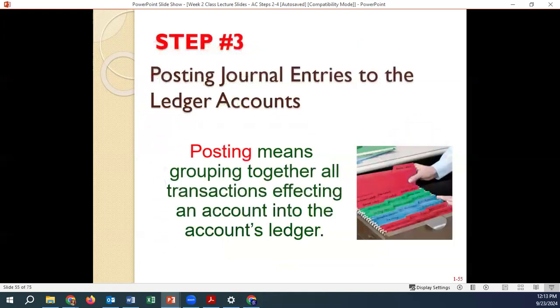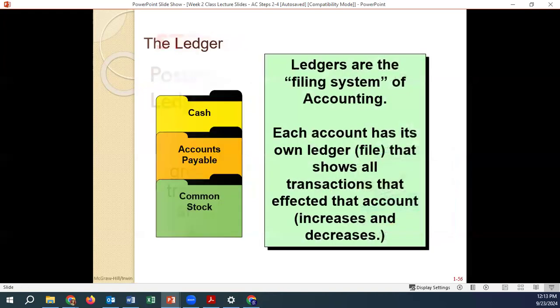Okay? So what posting means is grouping together all transactions affecting an account into the account's ledger. And you notice here I have a picture of a filing cabinet, right? And so that's kind of what posting is. It's filing all of the journal entries into their respective accounts. Okay? So ledgers are kind of like the filing system of accounting. Each account has its own ledger or file that shows all transactions that affected that account, both the increases in that account and the decreases.